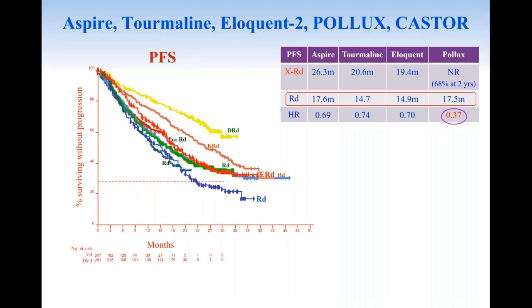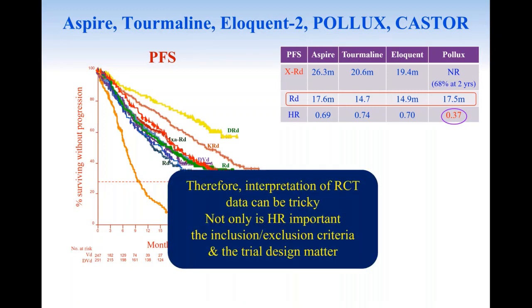And these are the 4 studies here. I just want to add on the CASTOR study, that's daratumumab VD versus VD. Despite the fact that this study has a hazard ratio of 0.3, meaning that 70% of the patients receiving Dara-VD have a survival benefit of a much lower risk of progression, you can see that the control arm is underperforming. So the control is a pretty big issue. Therefore, just to illustrate to you that the interpretation of RCT data can be very tricky. Not only is the hazard ratio important, the exclusion criteria and the trial design also matter.